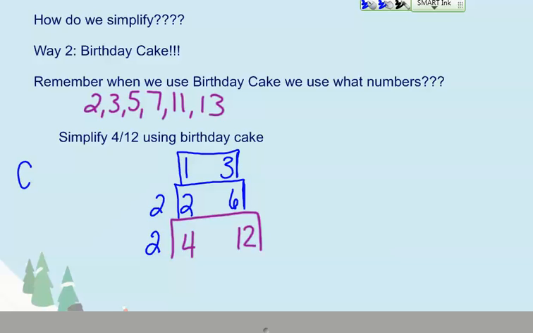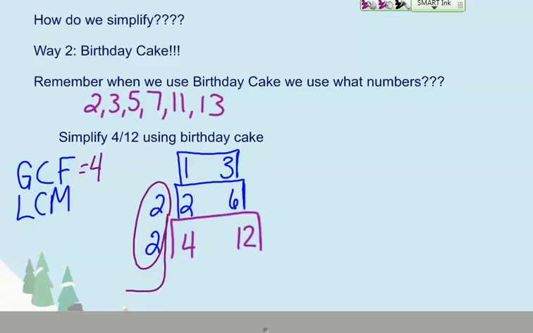Now, we can do a lot of things with this cake. Remember, I can find the GCF and the LCM right now by looking at this cake. So let's do that. The GCF, we do a G. 2 times 2 is 4. Good. The LCM, we draw an L and figure out what that is. What is the LCM? It's 12. 2 times 2 is 4. 4 times 1 is 4. 4 times 3 is 12.